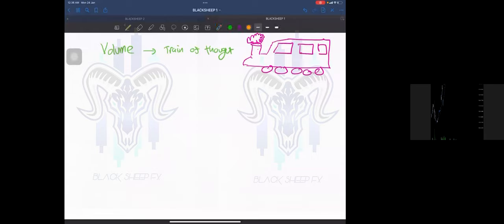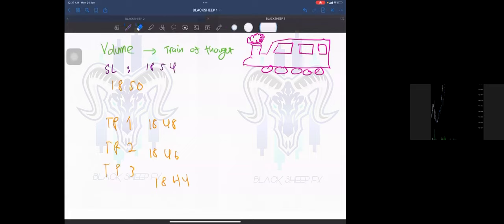So, try this. Let's say I say sell now at 1850. TP1, TP2, TP3: 1848, 1846, 1844. SL is 1854.